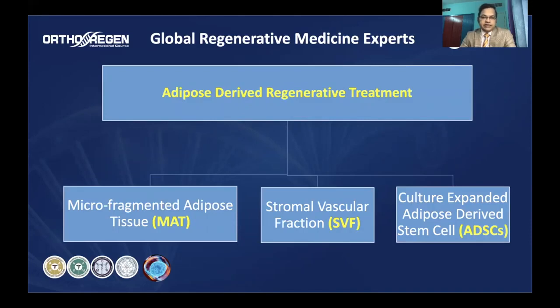So in this lecture, we will discuss three adipose derived regenerative products, which are microfragmented adipose tissue, which is MAT, stromal vascular fraction, and culture expanded adipose derived stem cells.